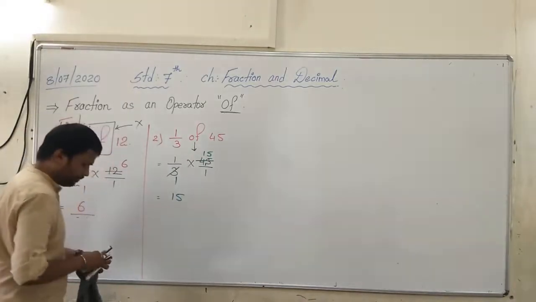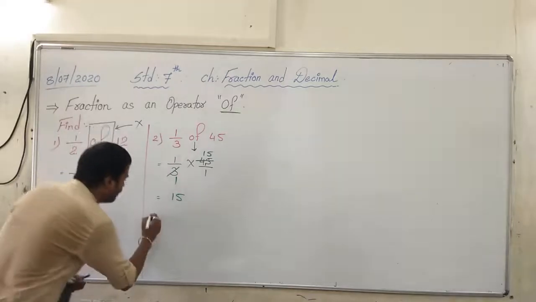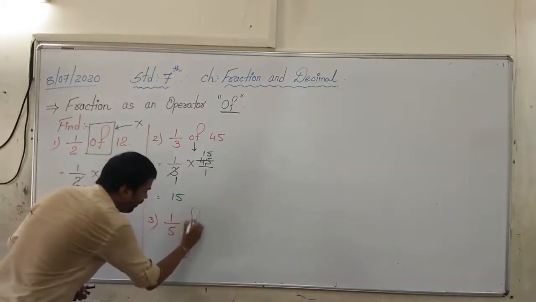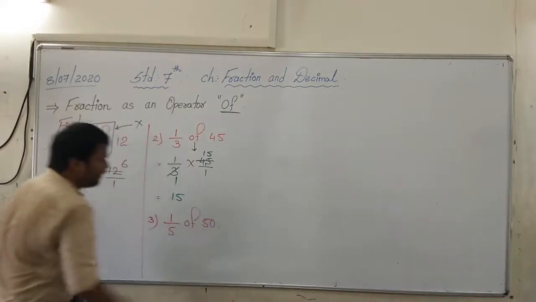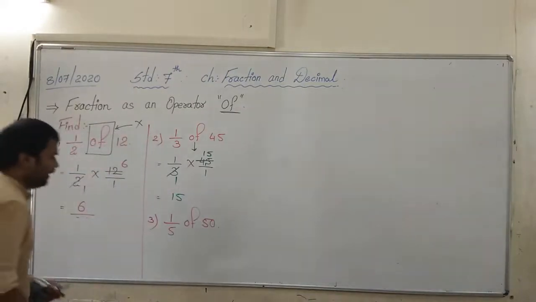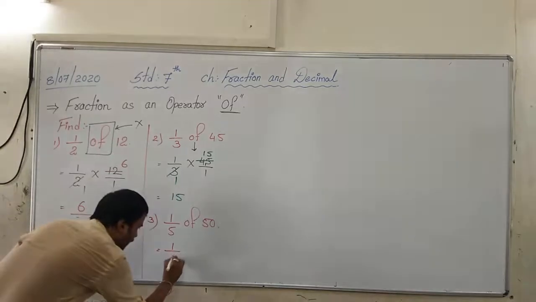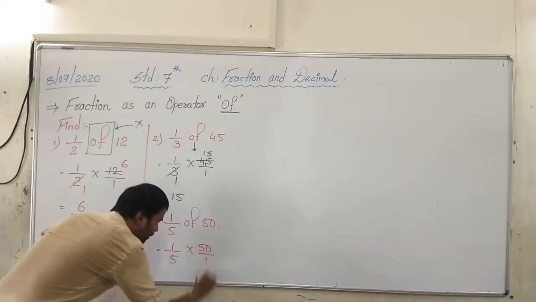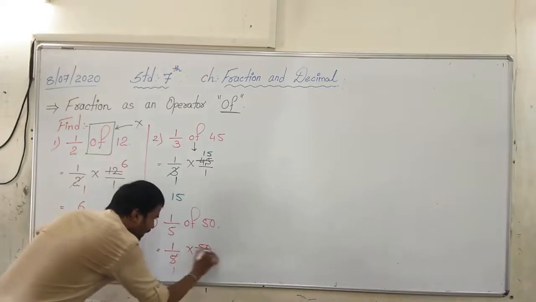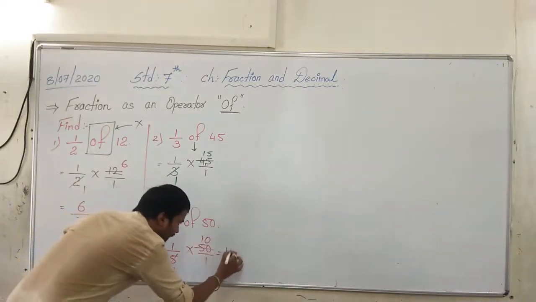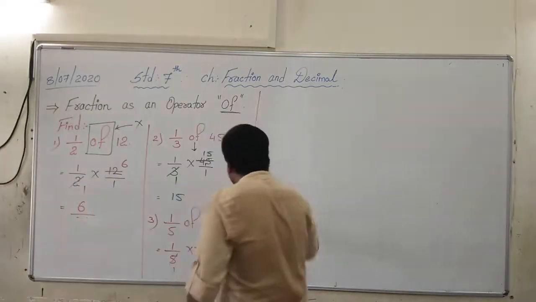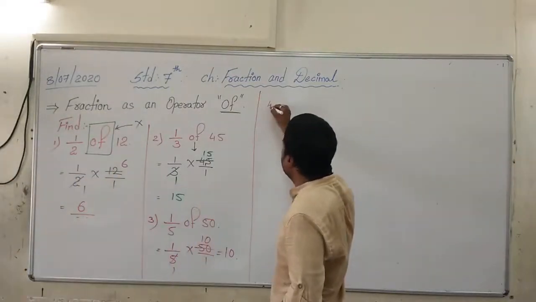Third one. 1/5 of 50. It can be written as 1 upon 5 multiplied by 50 upon 1. 5 ones are 5, 5 10s are 50. That is nothing but 10. So we can say that 1/5 of 50 is nothing but 10.